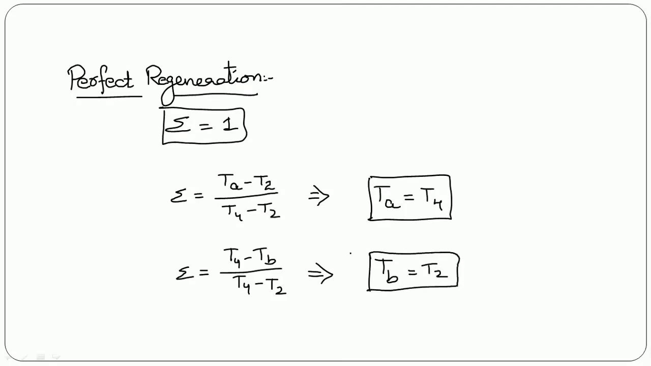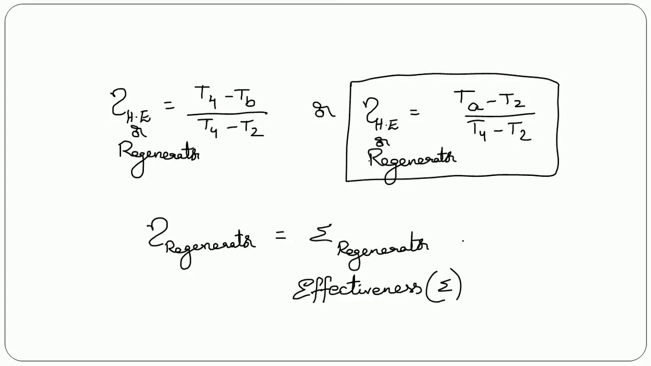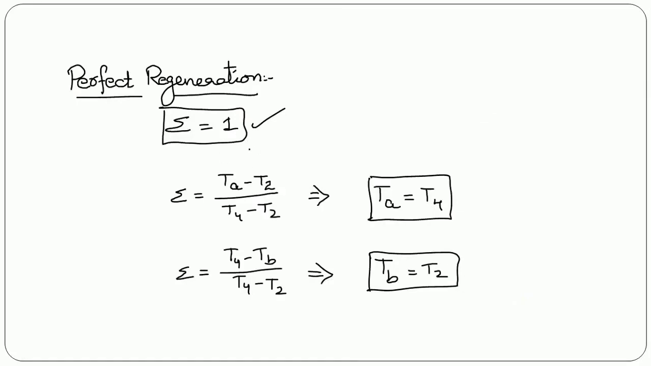So this happens when we have taken the perfect regeneration condition. Perfect regeneration means effectiveness is equal to 1. But in the normal cases, effectiveness will always be less than 1. Only for perfect regeneration, try to remember that effectiveness will be equal to 1.